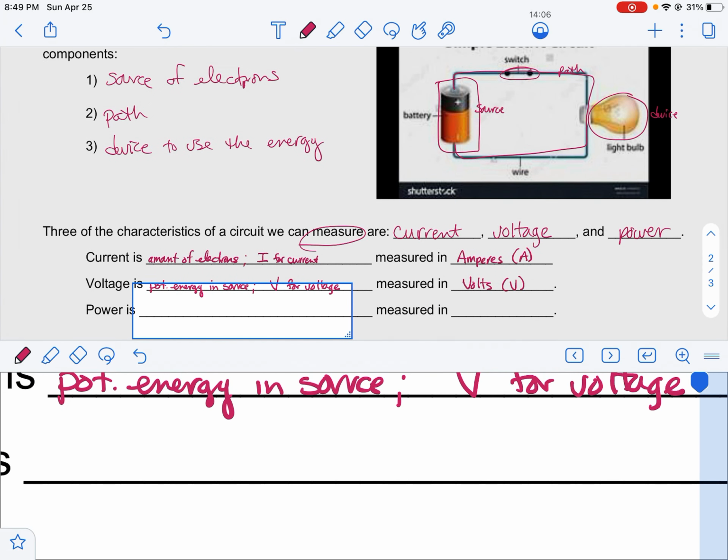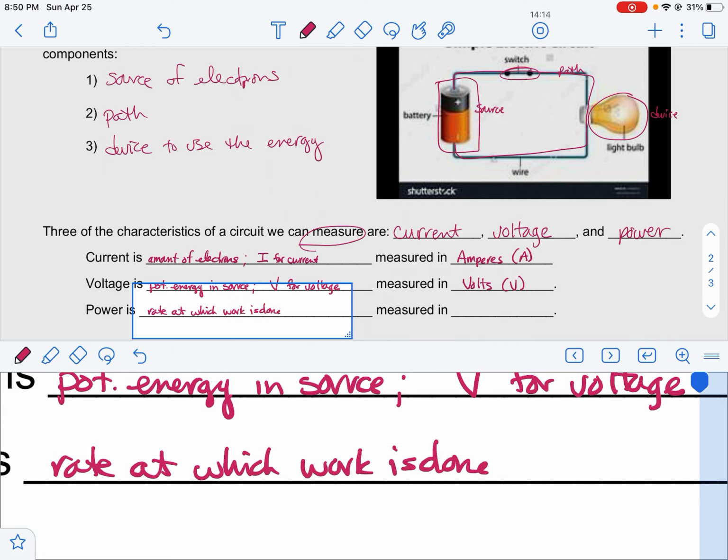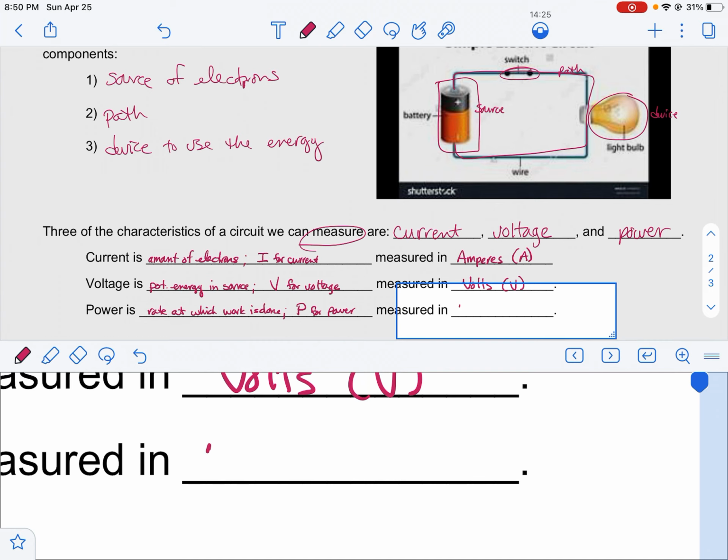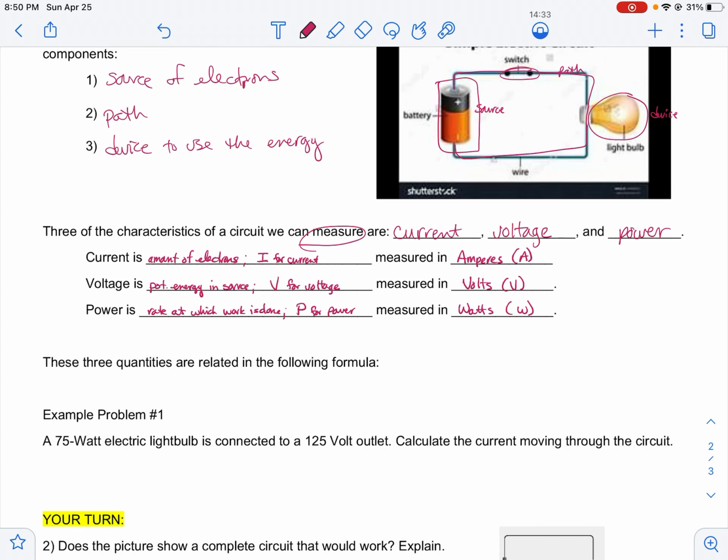Okay, and then we already know that power is the rate at which work is done. We're going to use a capital P for power. Remember that that is not momentum anymore, right? This is power. And you already know that we're going to measure this in units called watts, which is a capital W. Okay? Now, as you might guess, those things are all related to each other, and so the formula that uses all of those concepts is P equals I times V. So power is current times voltage.